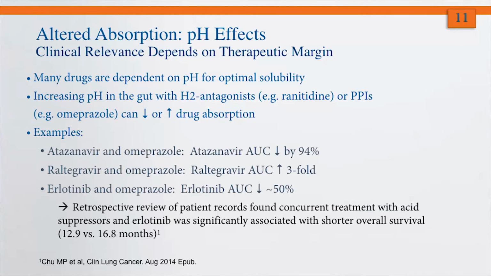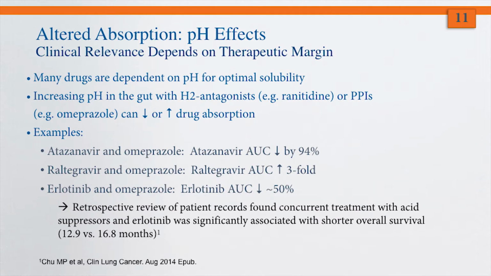Some examples of these, all of these examples actually use omeprazole, a very common proton pump inhibitor. Frequently, when we want to evaluate the effect of pH on a drug, we'll do a drug interaction study using omeprazole. So in these examples, atazanavir and raltegravir, both anti-HIV medications, when combined with omeprazole, you see opposite effects. Atazanavir exposure, or AUC, was decreased by almost 100%, whereas raltegravir's exposure increased threefold.